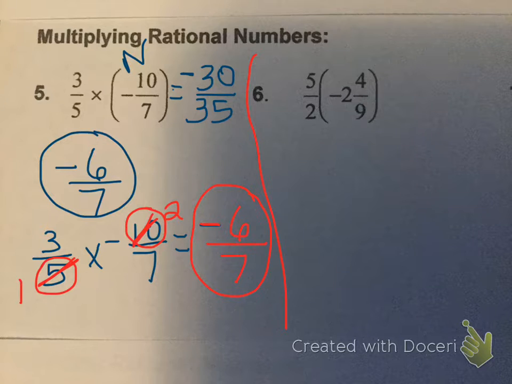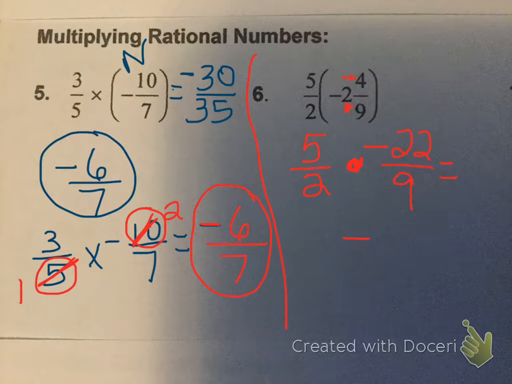Okay, when you have a mixed number, like you do on number 6, you would need to change that to an improper fraction. So I have 5 halves, and I'm going to multiply that by negative. We do 9 times 2, which is 18, plus 4, which is 22, and you put it over the same denominator, 22 over 9. Okay, we have one negative, so my answer here is going to be negative.